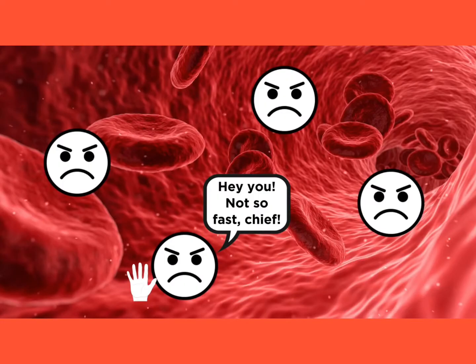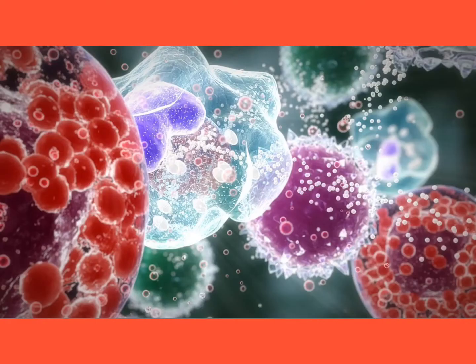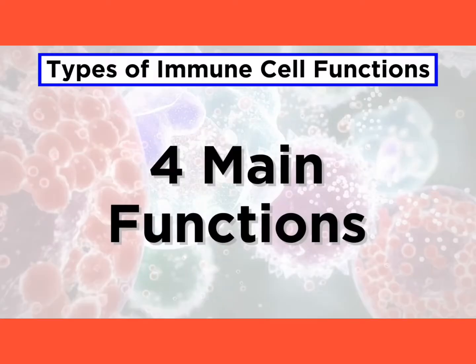As much as we may be tempted to bestow these cells with sentience, as though they are literal bodyguards, in actuality they are simply responding to specific chemical stimuli. But we are talking about a dynamic, complex system involving billions of different cells constantly moving and interacting with one another. So let's first boil down the roles of immune cells to four main functions.